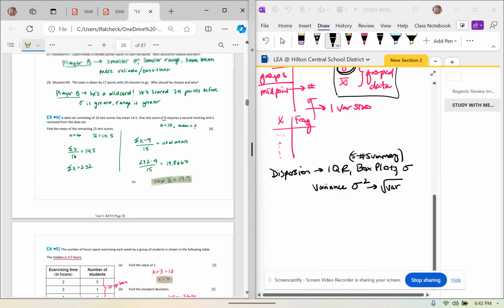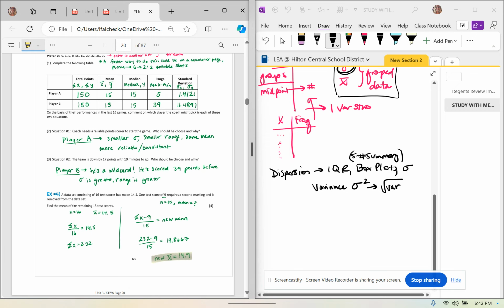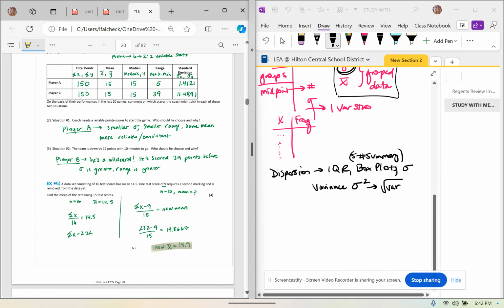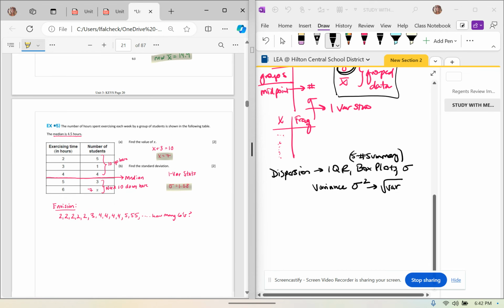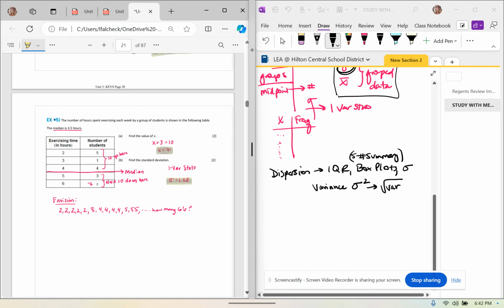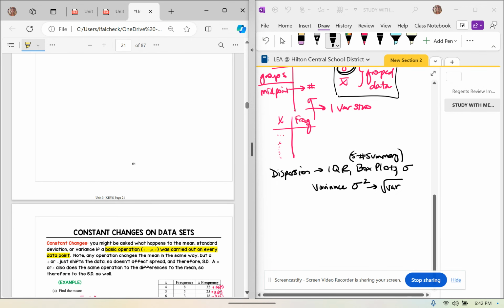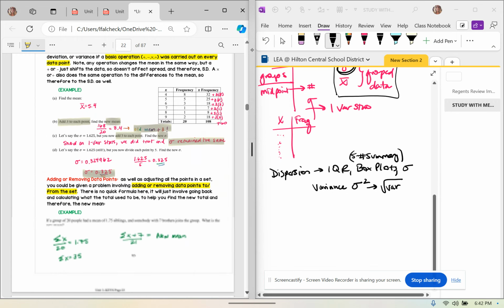Okay, so make sure that you would be able to contextualize the standard deviation. What happens when we remove a data point and how does that affect the mean? Can you figure out where the median falls in a list of data points, especially where this is like an X column and a frequency column? And then let's talk about constant changes on data sets.